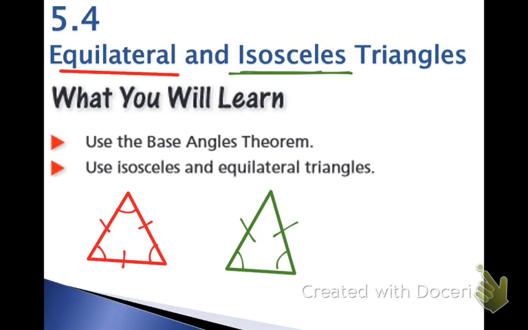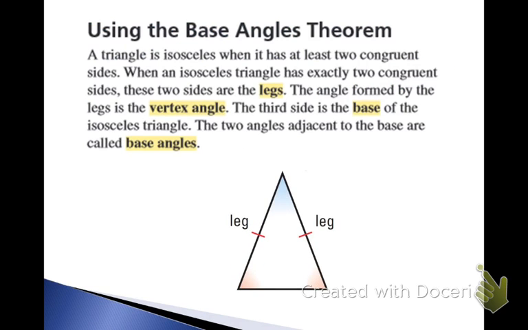If you see at the top of your notes, there is an isosceles triangle. First thing that we're going to do is fill in the blank in our notes. So I'll highlight what you need to write down. A triangle is isosceles when it has at least 2 congruent sides. That's actually the first blank.